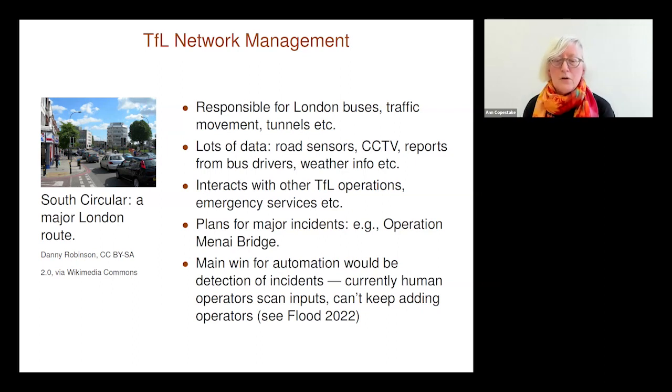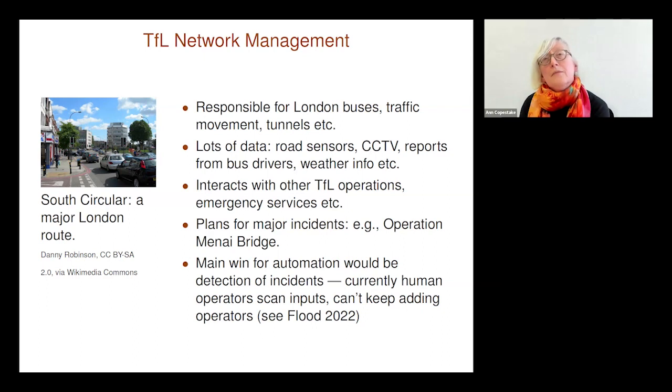They have lots and lots of data: road sensors, CCTV, reports from bus drivers, and then all sorts of other things like the weather comes into it. They have to interact with the other Transport for London operations, with the emergency services and so on. They have plans for major incidents.